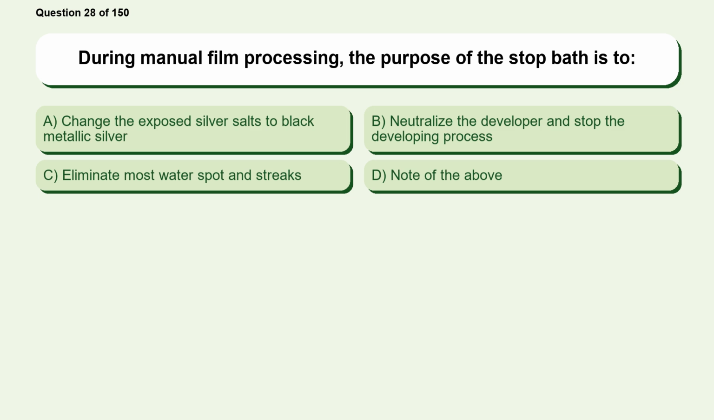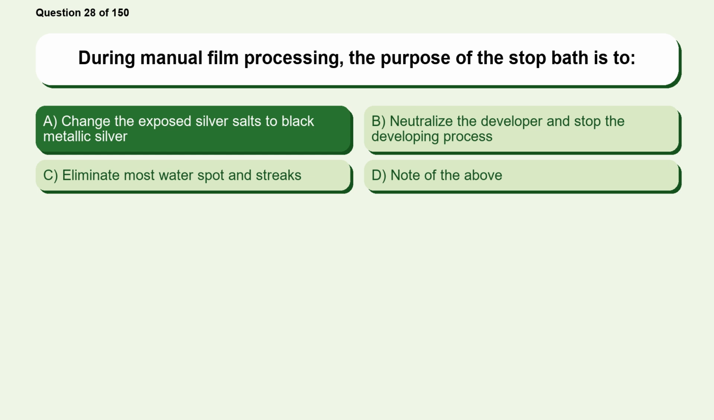Question 28. During manual film processing, the purpose of the stop bath is to: Option A. Change the exposed silver salts to black metallic silver. Option B. Neutralize the developer and stop the developing process. Option C. Eliminate most water spots and streaks. Option D. None of the above. The correct answer is Option A. Change the exposed silver salts to black metallic silver.